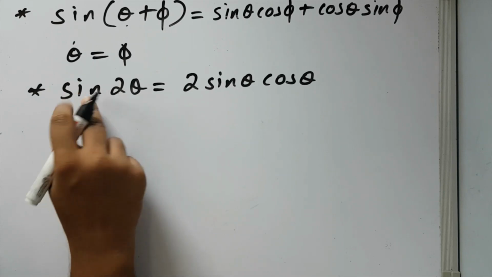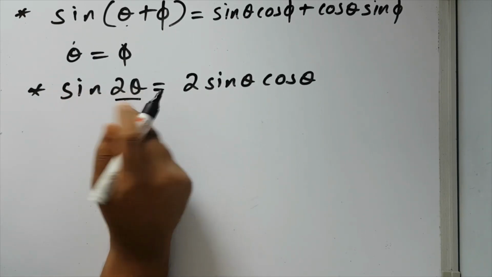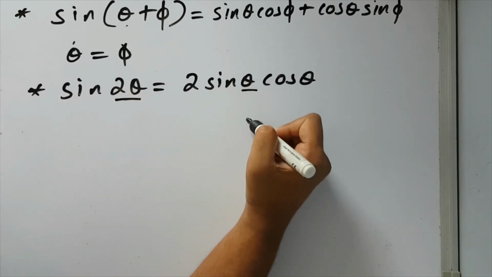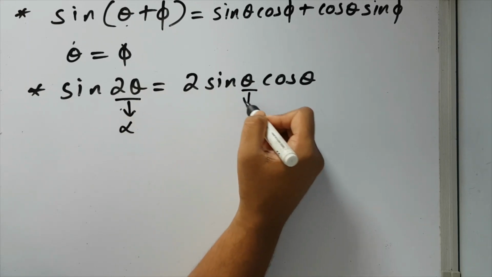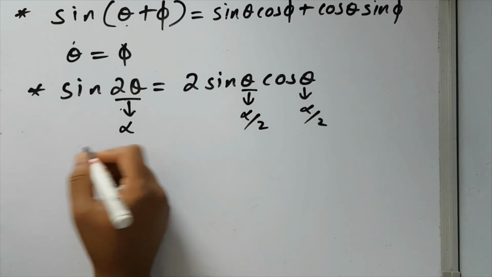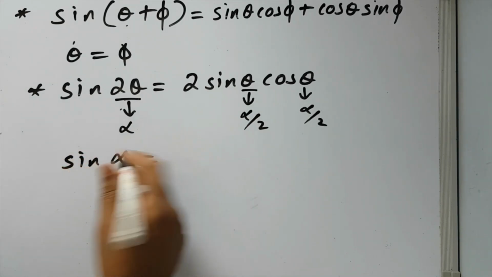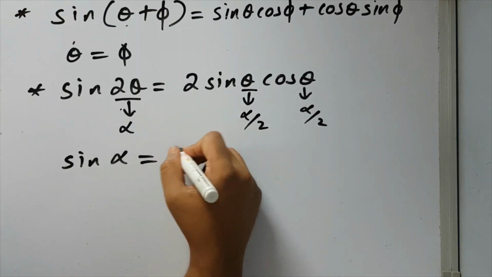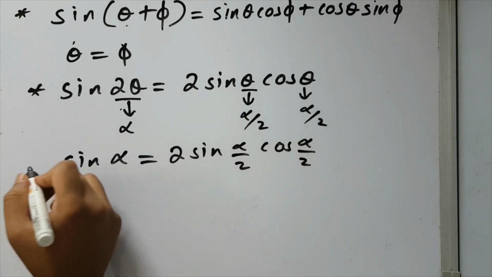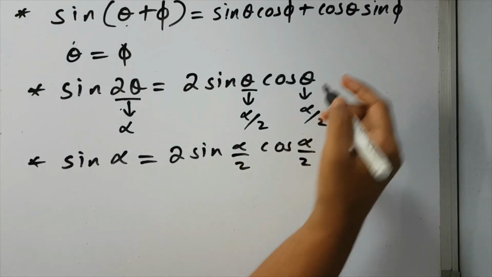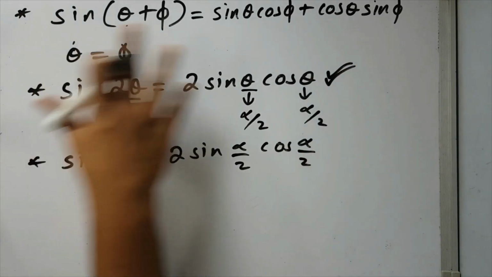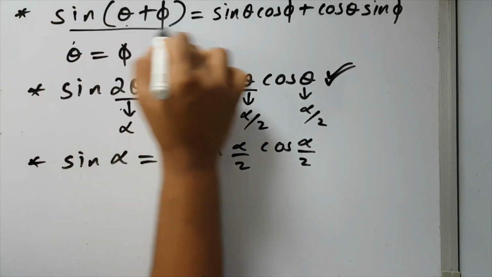And what is that? Let's say instead of writing theta, I write something else, let's say alpha. So what should I write here? If this is alpha, this would become alpha by 2. This would again become alpha by 2. So I get one more equation, that is sine alpha is 2 sine alpha by 2 cos of alpha by 2. That is another very important formula. So these are the formulas that are derived from this particular identity.